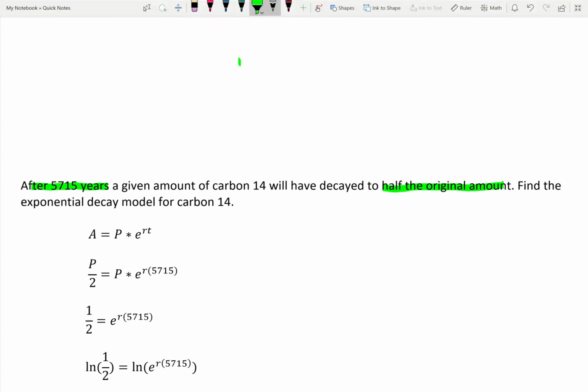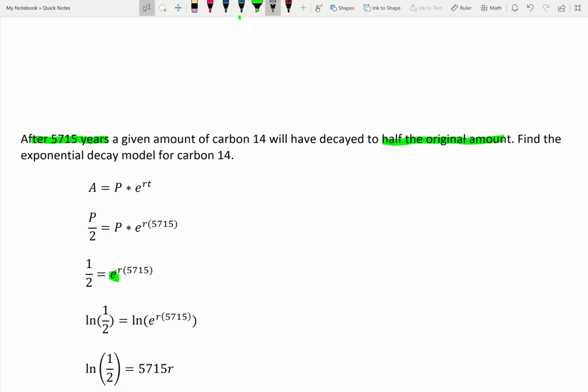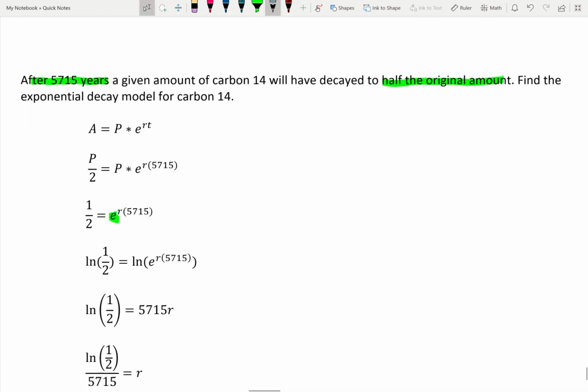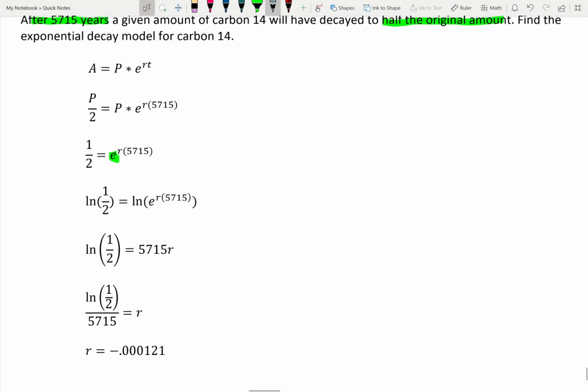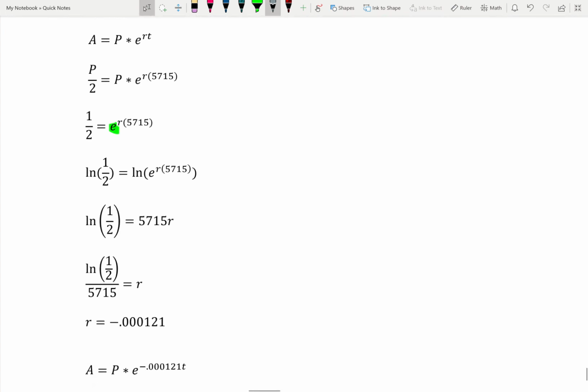Well, I take ln of it, right? I use the inverse property. If I take ln of both sides, everything on the right-hand side cancels except for r times 5,715. So what does that mean? What does r equal? If I divide both sides by 5,715, I'll get my answer. So r is approximately, I rounded this answer, minus 0.000121. So we figured out what r was.